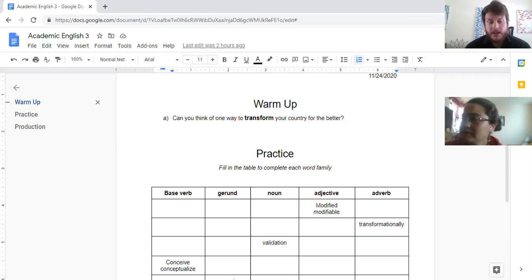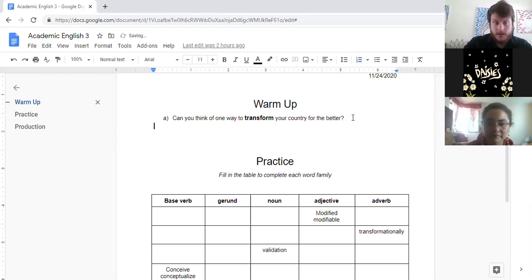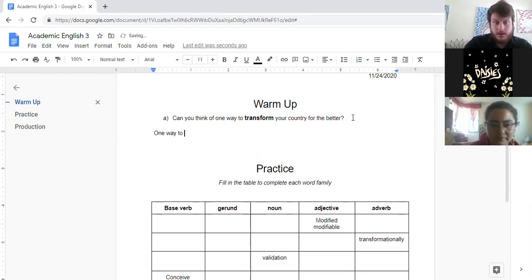Can you think of one way to transform your country for the better? I think it could improve if there were no corruption. Okay, that's awesome. That's a great answer.